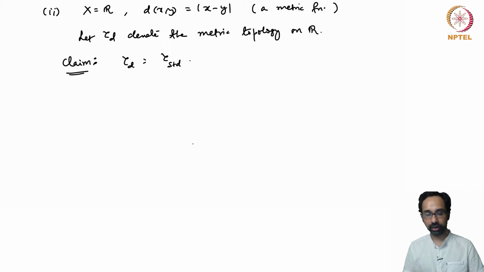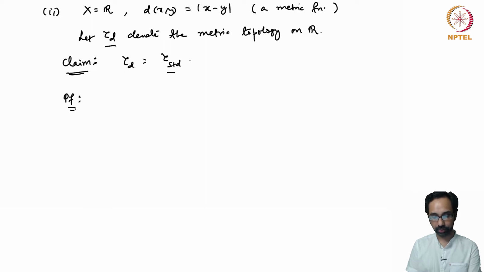You might have noticed that whenever we introduce a new concept or a new definition, we want to relate it to the previous concepts that we have seen. So here, for the metric topology, we are trying to compare it with the different topologies we have already seen. For the first one, it was the discrete topology, and this one is the standard topology. So why is it the standard topology? The proof is again quite simple.